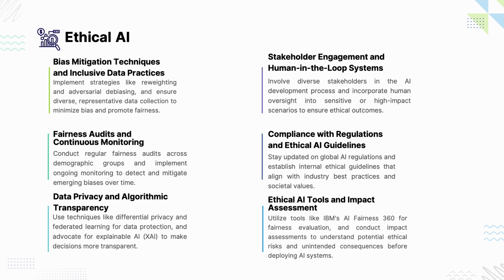Tools like IBM's AI Fairness 360 help evaluate models for bias, and Google's What If tool lets you explore how different inputs affect outcomes. Conducting impact assessments before deploying AI ensures you catch any ethical risk early, like avoiding unintended bias in predictive policing models.